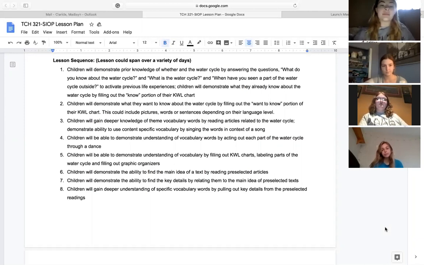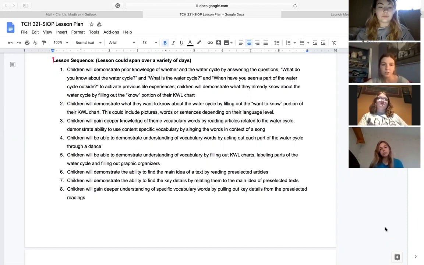And this is to activate previous life experiences, and then the children will demonstrate what they already know about the water cycle by filling out the know portion of their chart to gather the information of what they already know and what they don't. And then 2 is children will demonstrate what they want to know about the water cycle by filling out the want to know portion of their KWL chart. This could include pictures, words, sentences, depending on their language level. So it is able to be on different levels depending on each student.